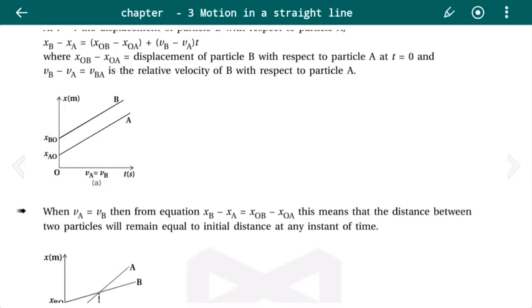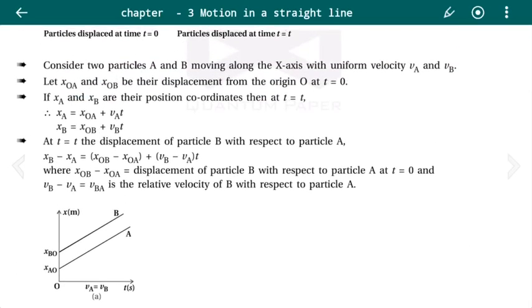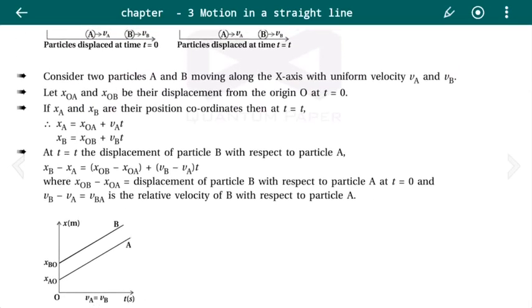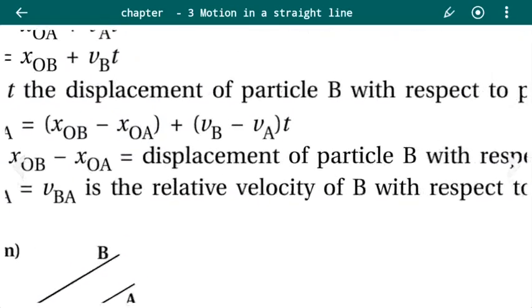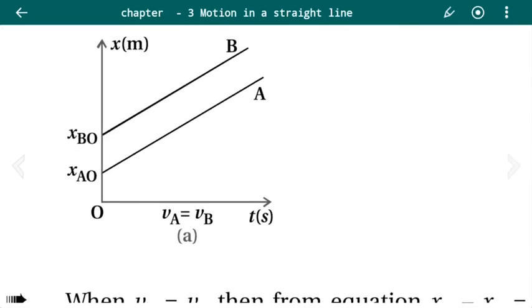Now, when va equals to vb, then from the above equation xb minus xa equals to xob minus xoa. That means if the velocity of B is equal to the velocity of A, then in this equation vb minus va will become 0 because the velocities of both are the same, so the difference will become 0. So what we are having, xb minus xa equals to xob minus xoa.